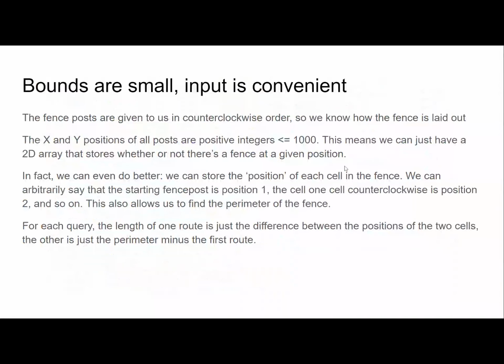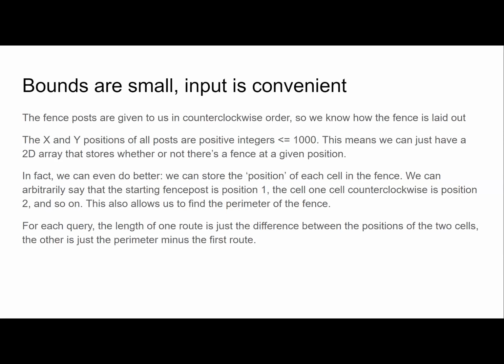The solution for this is, well, the bounds are small, so you can just maintain the position of each fence. The input is really convenient. The fence posts are given to us in counterclockwise order, so we know how the fence is laid out, and the x and y positions are less than 1,000. So we can just have a 2D array that stores whether or not there's a fence at a given position. And we can actually do better than that: we can store the, quote unquote, position of each cell on the fence.